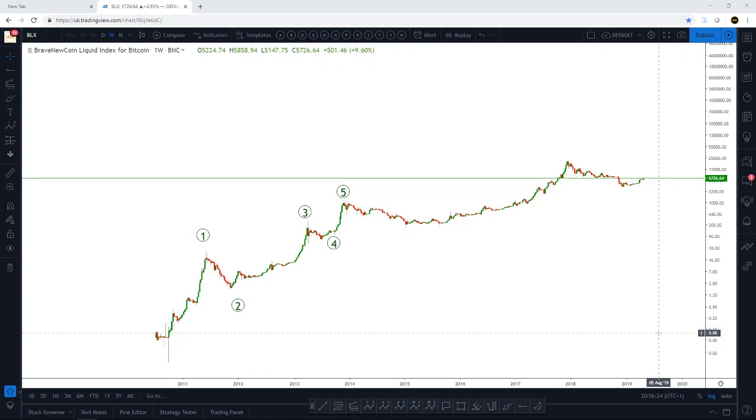Alright guys, so let's get started. So we're looking at Bitcoin on the BLX chart here. We're on the weekly time frame and we're on the log scale right now.